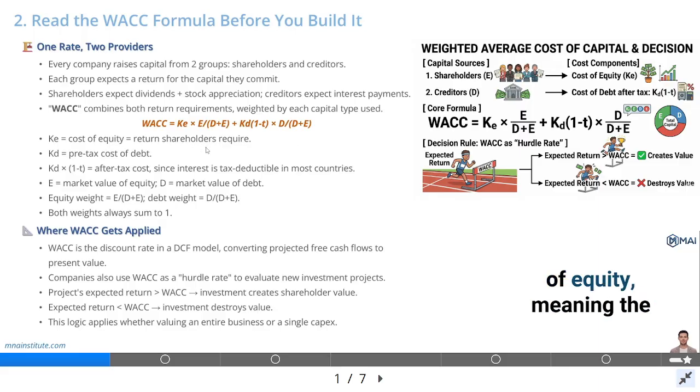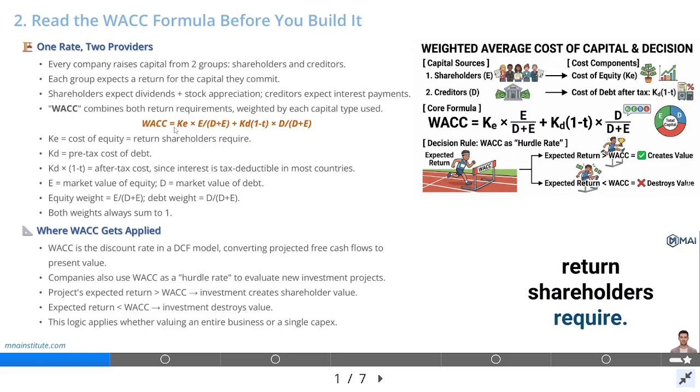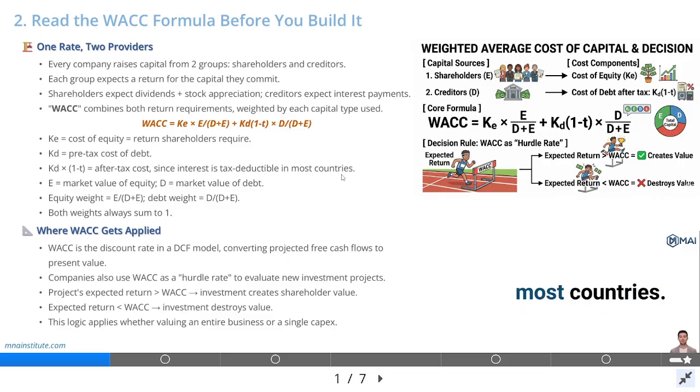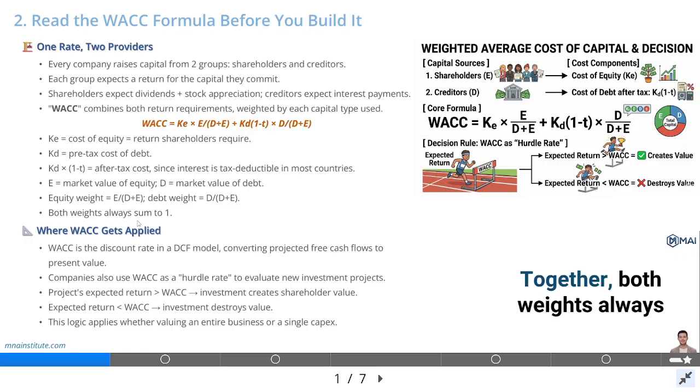KE is the cost of equity, meaning the return shareholders require. KD is the pre-tax cost of debt. Multiplying KD by 1 minus the tax rate converts it to an after-tax cost, because interest payments are tax-deductible in most countries. E is the market value of equity, and D is the market value of debt. The equity weight is E divided by total capital, and the debt weight is D divided by total capital. Together, both weights always sum to 1.